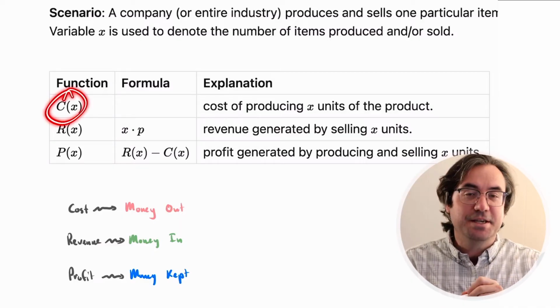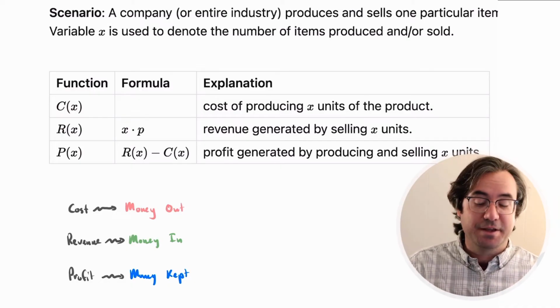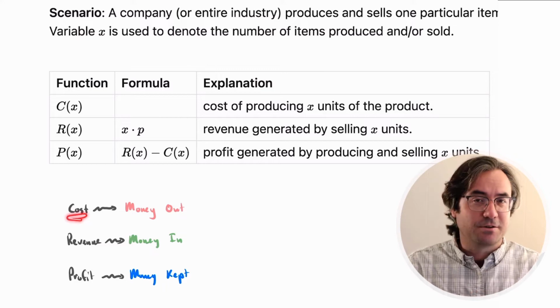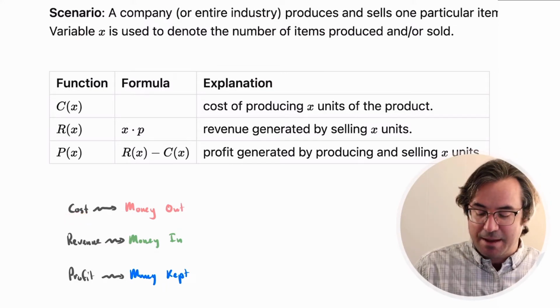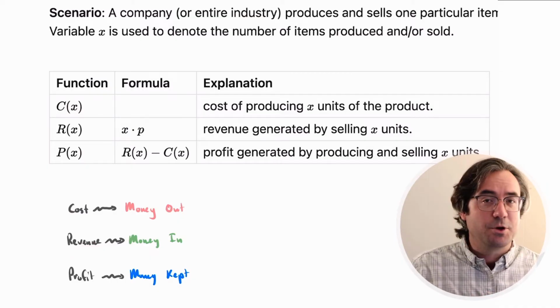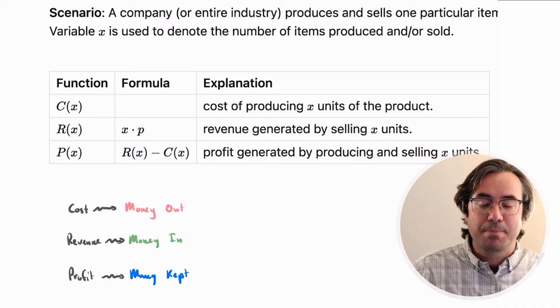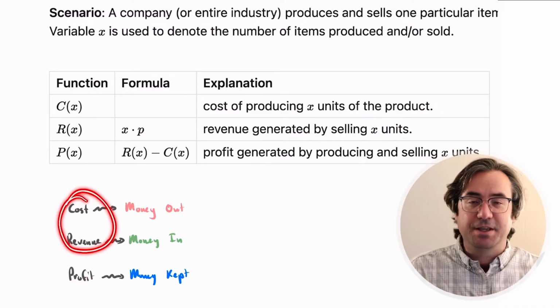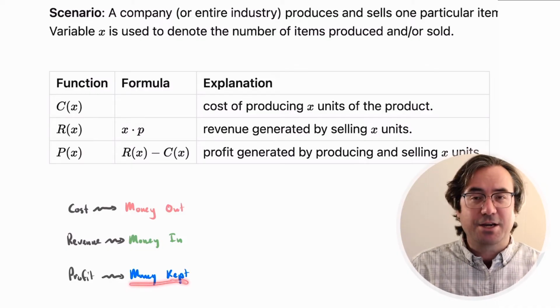So cost is really how much money they have to pay out in order to actually manufacture the items. Some common costs are building expenses, material expenses, labor expenses, things like that. Revenue is just purely how much money the company brings in by selling all their items. And profit is the difference of these two. It's revenue minus cost. So it's how much money they actually get to keep.